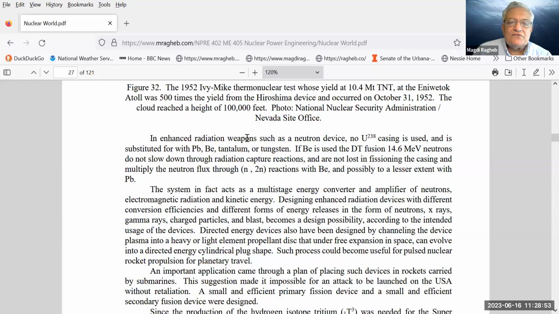In an enhanced radiation weapon such as this device, where you don't use the third stage, a fusion reaction produces very highly energetic neutrons. If you don't use the uranium-238 casing, and this is what you heard about, maybe it is named the neutron bomb. So the neutrons become really the main objective, and neutrons can penetrate fortifications underground and tank walls and cause great harm. The casing would be made of lead, beryllium, tantalum, or tungsten. So these are all heavy elements.